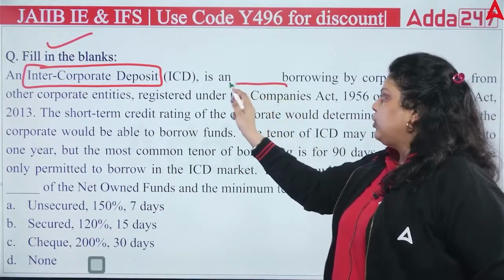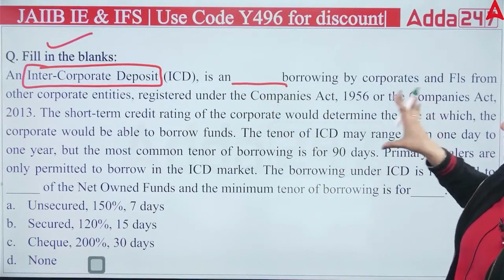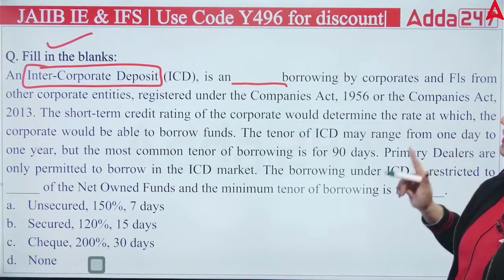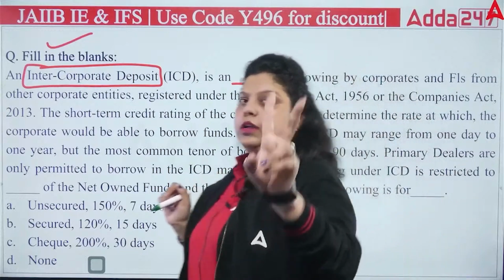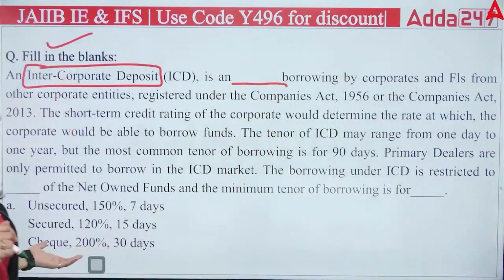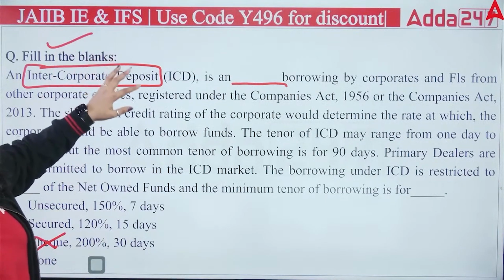So now if you want to use the elimination method, you have to know what the right answer is for this blank. We are saying that intercorporate deposit is an dash borrowing. So is it a secured borrowing or unsecured borrowing or a check borrowing? It is not a check borrowing. It is not such a term here. ICD can be secured or unsecured.